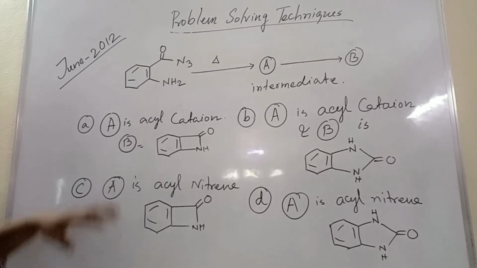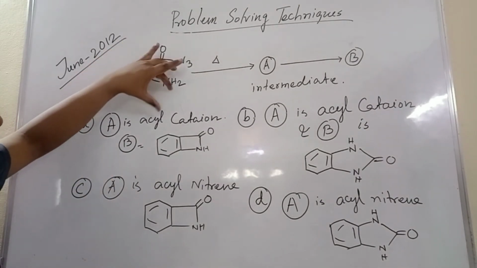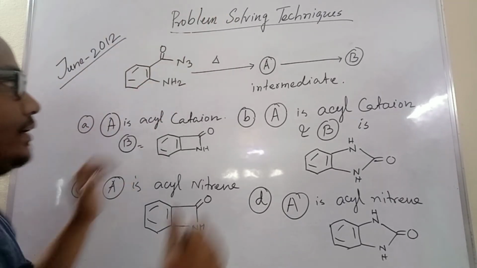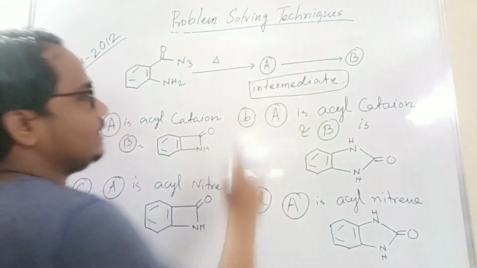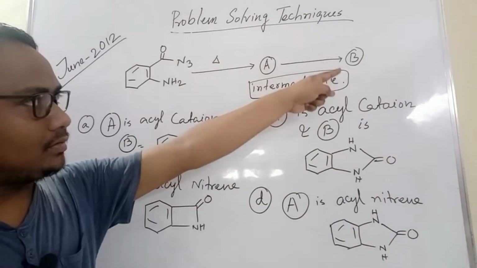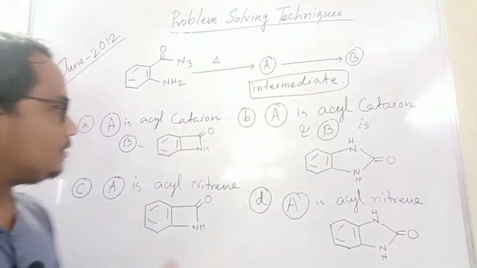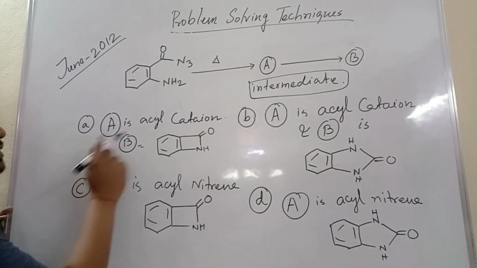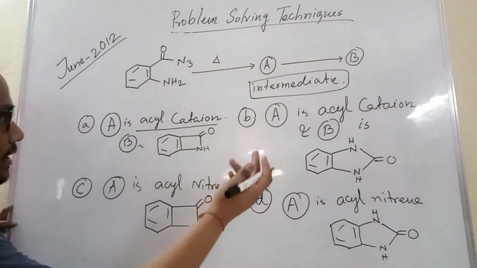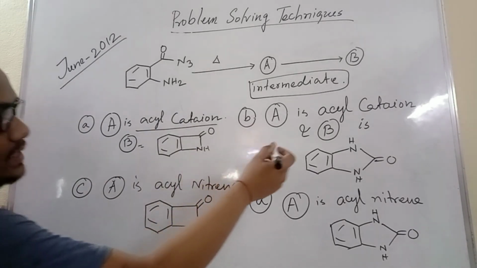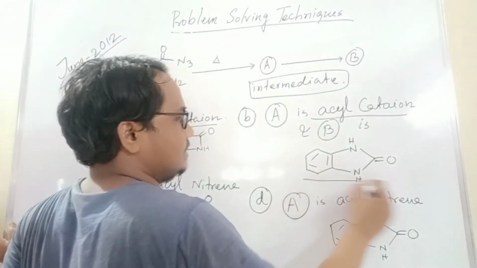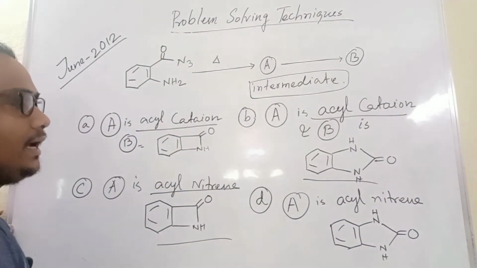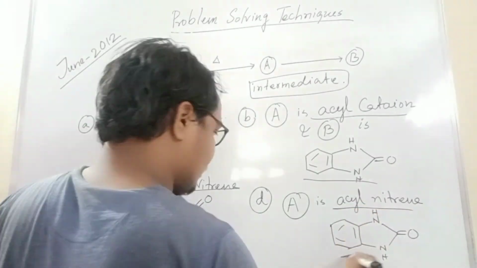So here see, they use azide, amine and heating, B and then B. And A is the intermediate, you have to explain what the intermediate will be, and then you have to suggest what will be the product B. So there are 4 options. In these 4 options, A is an acyl cation intermediate, this one ring. B is an acyl cation, this one is the structure. C is an acyl nitrene, so this one is the structure. And D is an acyl nitrene and this one is the structure.